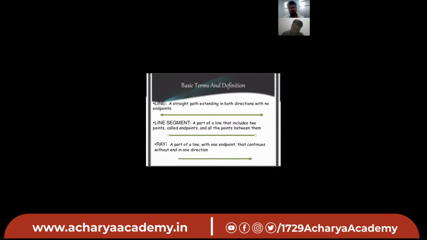A line never ends. Here are the definitions of line segment and ray. A line segment is a part of a line that includes two points which are endpoints and all the points between them. A ray is a part of a line with one endpoint that continues without end in one direction. It only moves on in one direction.